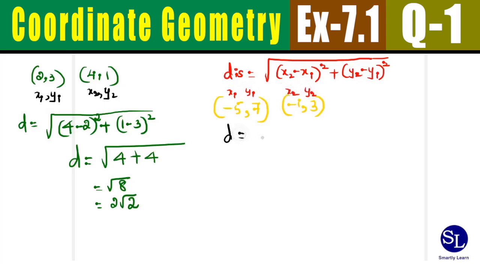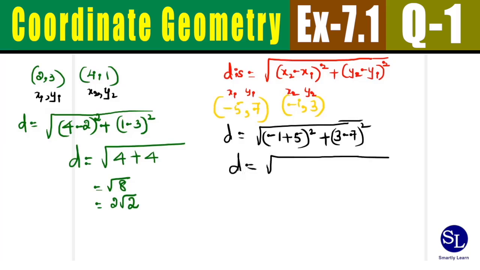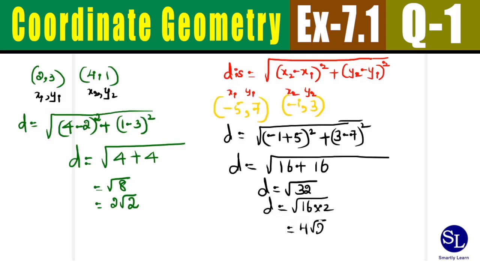So distance in this case is going to be square root of x2 minus x1. So minus 1 minus of minus 5 is plus 5. So (minus 1 plus 5) the whole square plus, in this case, y2 is 3, (3 minus 7) the whole square, all of which is inside the square root. So d is equal to square root of 4, 4 the whole square is 16. 3 minus 7 is minus 4, the whole square is another 16. So d is equal to root 32. I can write this as root of 16 into 2. So this is going to be 4 root 2.